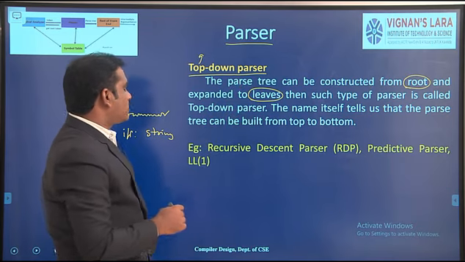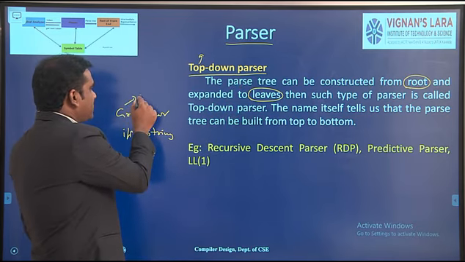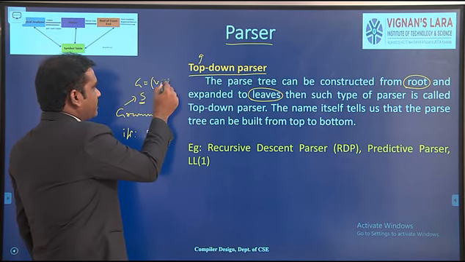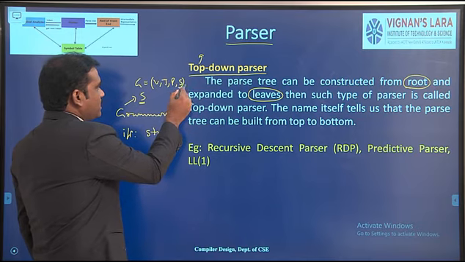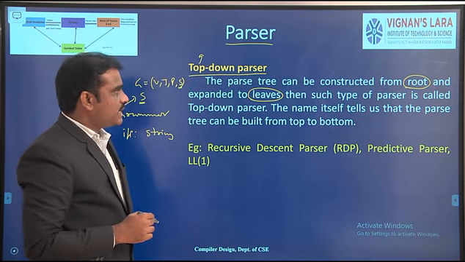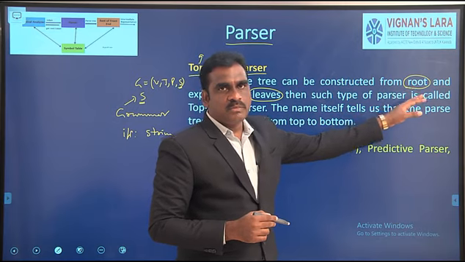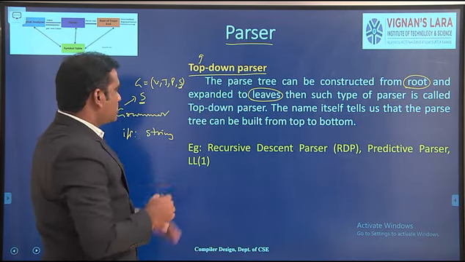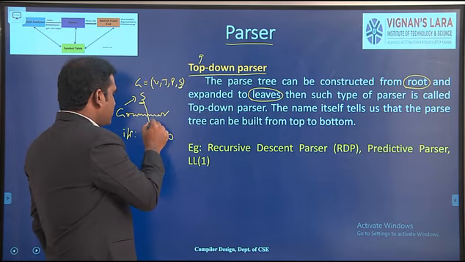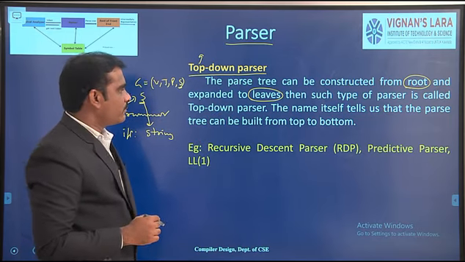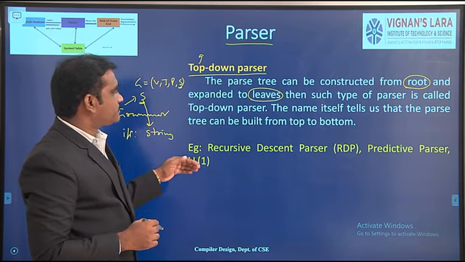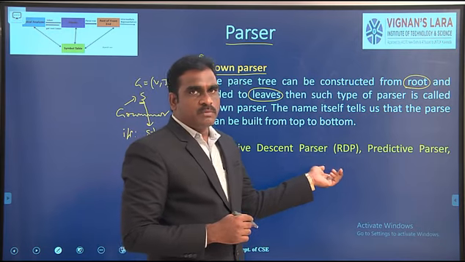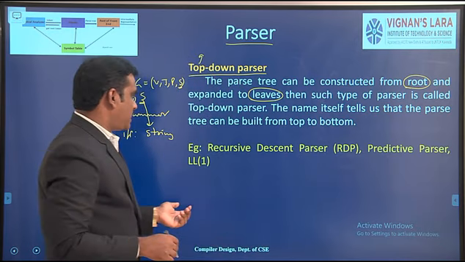Here the root means nothing but the starting symbol of the grammar. Suppose, for example, take G equal to (V, T, P, S). Say S is the starting symbol of the grammar. Then the root node is nothing but the starting symbol of the grammar. So it starts with S and moves towards the leaf nodes. Leaf nodes means nothing but the input string. Here the examples of this type are the recursive descent parser, predictive parser, and LL-1 parsers.